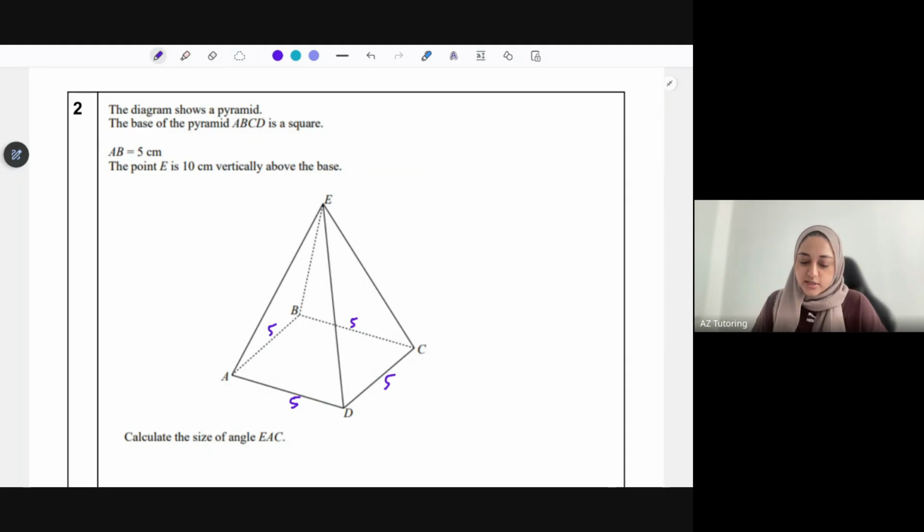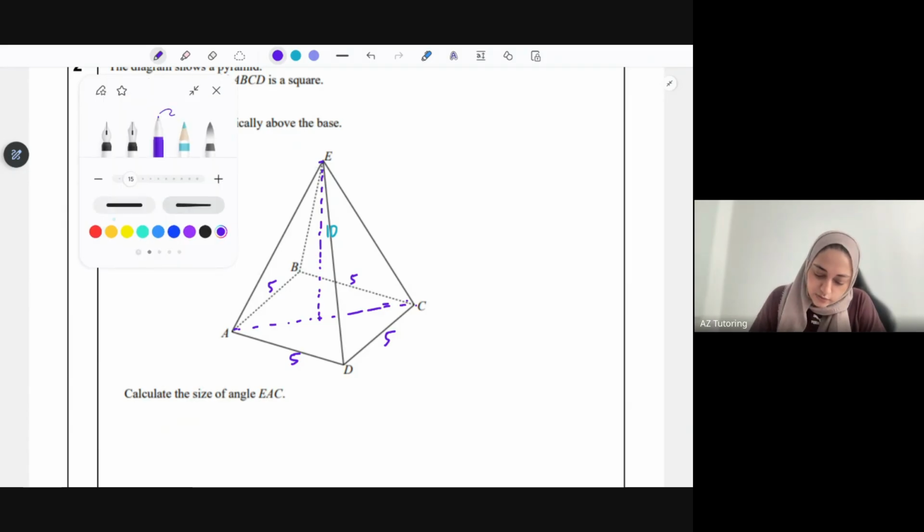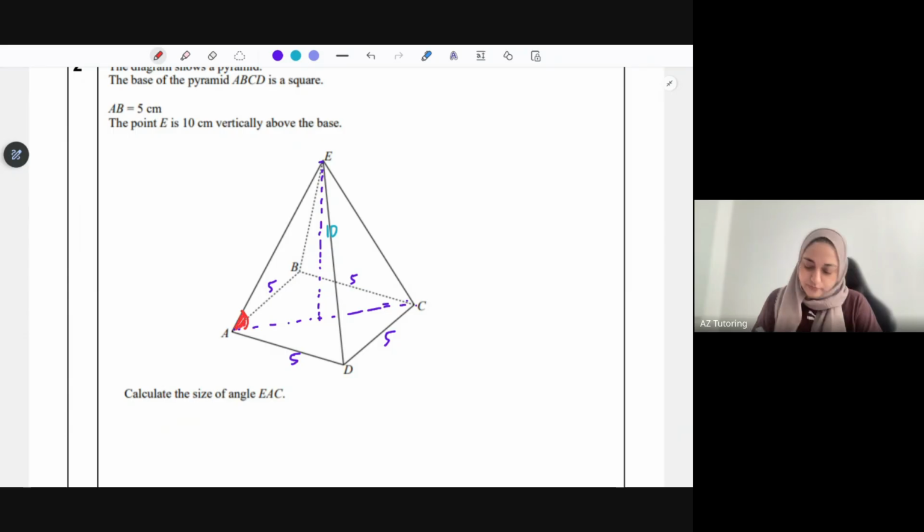The point E is 10 centimeters vertically above the base. So what that is saying is, if I drew a straight line going straight down to the bottom of that square, that full length is 10. I'll just do it in a different color so you don't get confused. That's 10 centimeters. It says calculate the size of angle EAC. So where's angle EAC? I'm essentially drawing a line like this because EAC is this angle over here. So you have to kind of visualize the shape that's sat inside it as well.